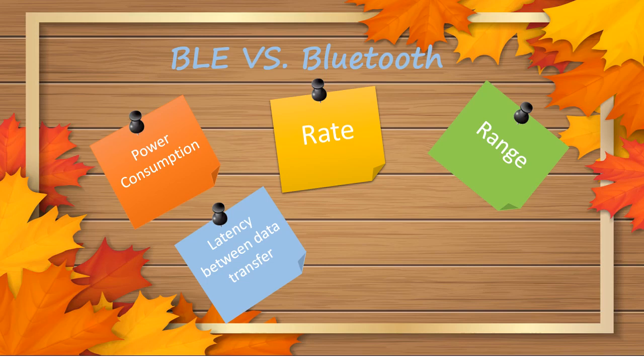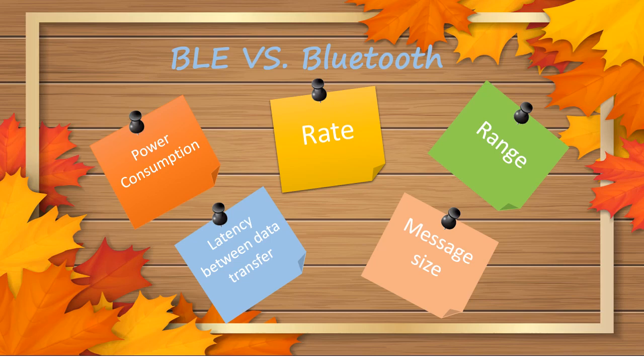100 milliseconds. Regarding the transferred message size, BLE is more effective for exchanging small chunks of data as it transfers them with a maximum message size of about 47 bytes, unlike Bluetooth, which transfers messages with a maximum size of 358 bytes.